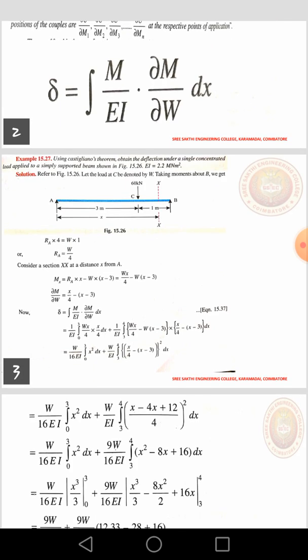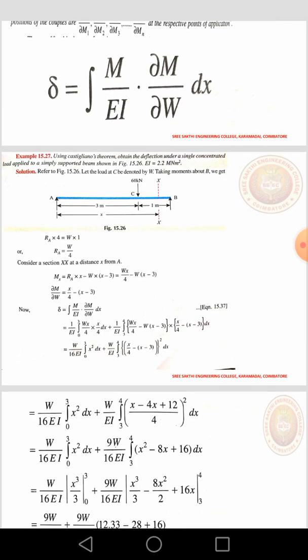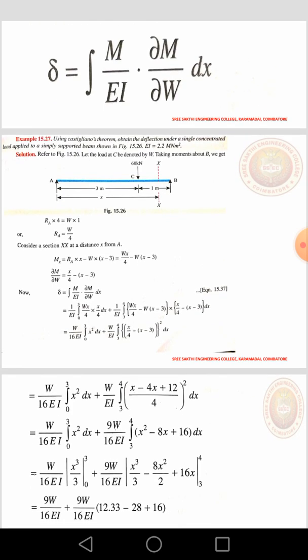Okay, so here we know the moment formula: load into distance, or reaction into distance. So the moment at x, that is Mx, equals Ra into x minus W, here W is 60 kN, equal to W, so W into the known distance (x minus 3). So the moment at x equals Wx divided by 4 minus W into (x minus 3).